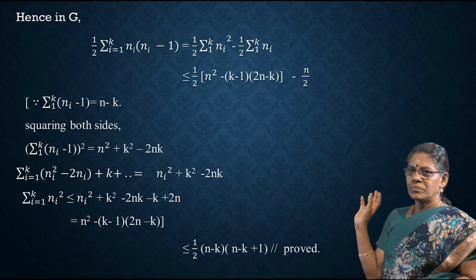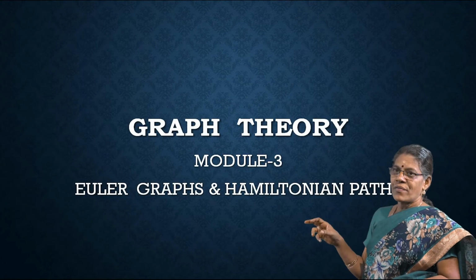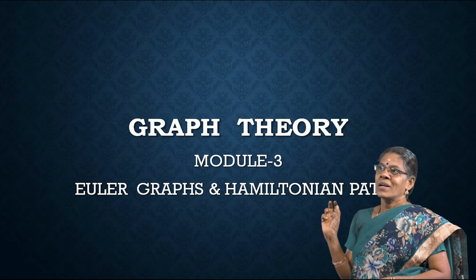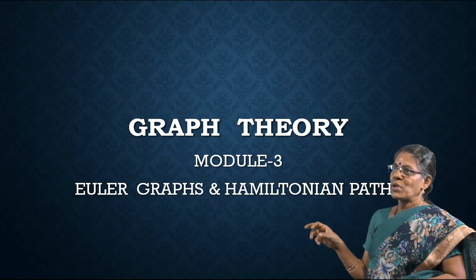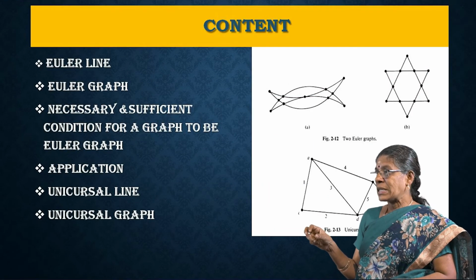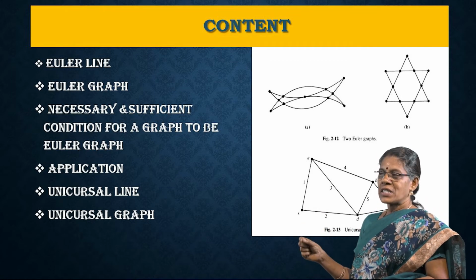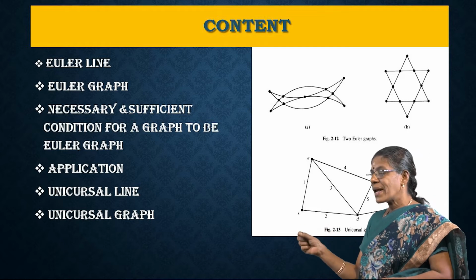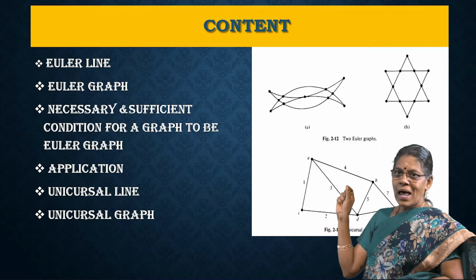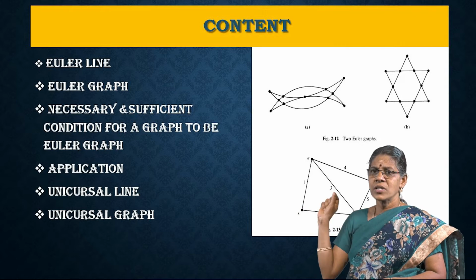Okay. Very important theorem. Next, we see the Euler graph and Hamiltonian paths. Very important graphs, Euler graph and Hamiltonian paths. So, in this, we may see the Euler line, Euler graph, the necessary and sufficient condition for a graph to be an Euler graph, the application of Euler graph, and unicursal line and unicursal graph. We are going to see these contents.